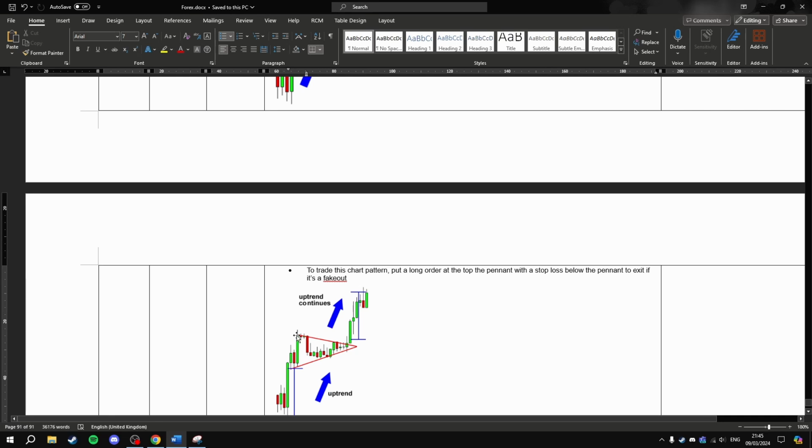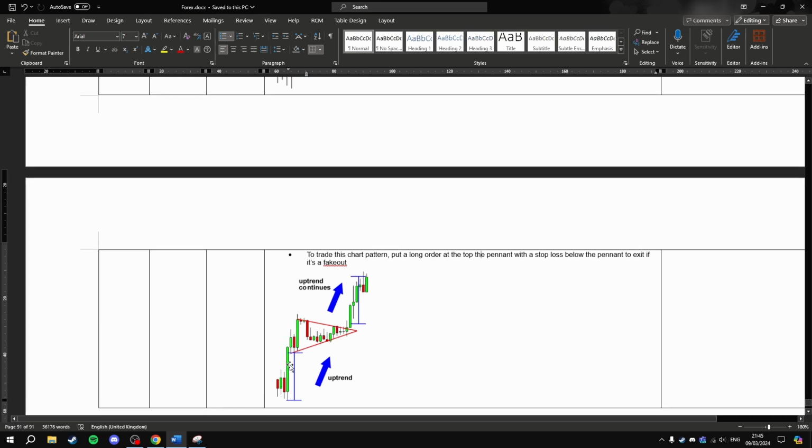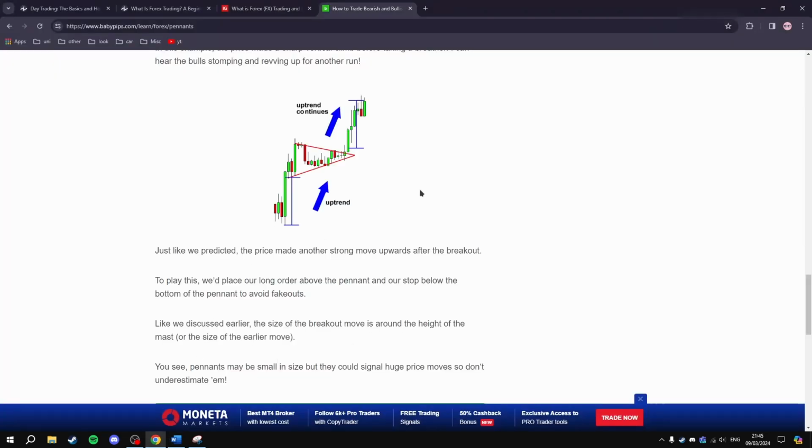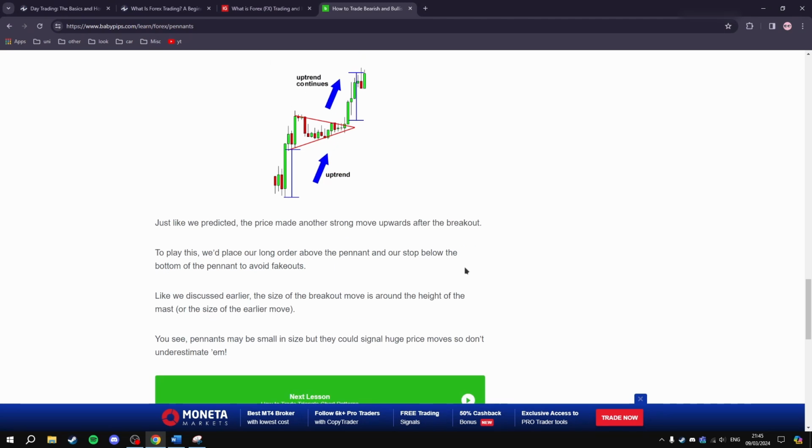No, yeah, you place a long order here and stop loss here, or stop loss here if it's to exit if it's a fake out, because we can't put a stop loss here, because that would go below that, so it triggers the stop loss, but we don't want that because it will still go up again. So put a stop loss here. That's what I'm getting at. So it's really confusing, this is actually.